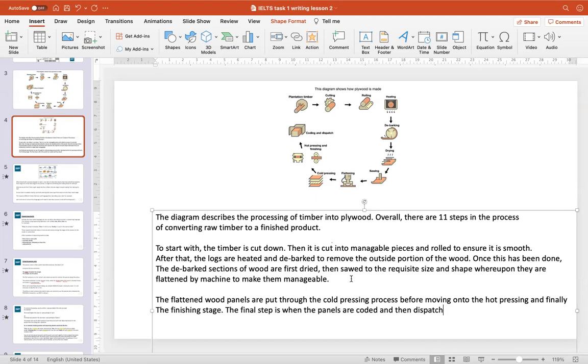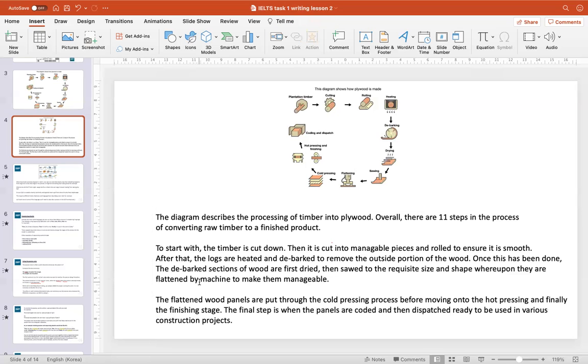Ready to be used in, I don't know, various construction projects, I guess. Yes, something like that. Oh, my spelling's terrible today. Okay, good. Okay, there we go. So that's it.